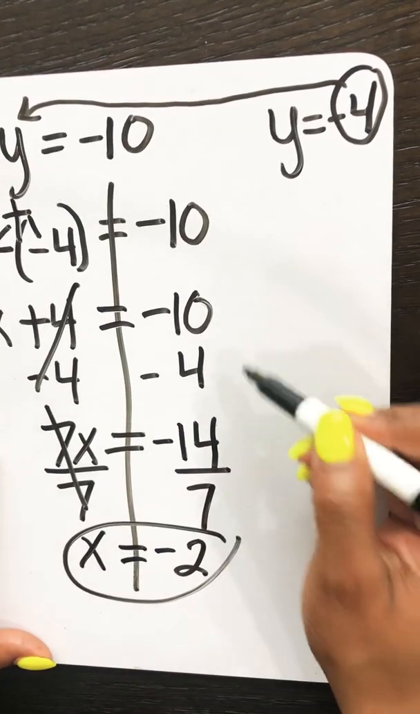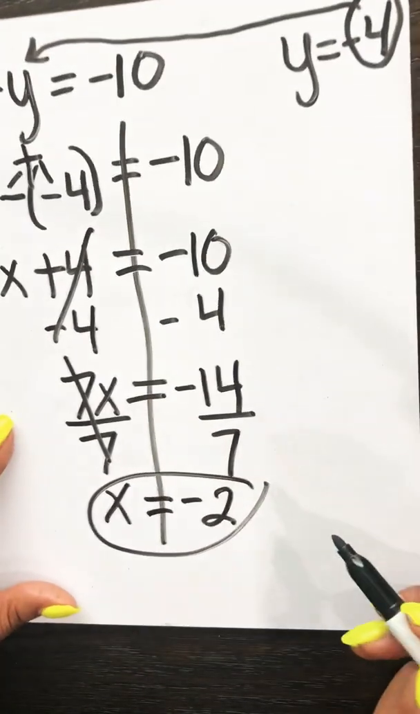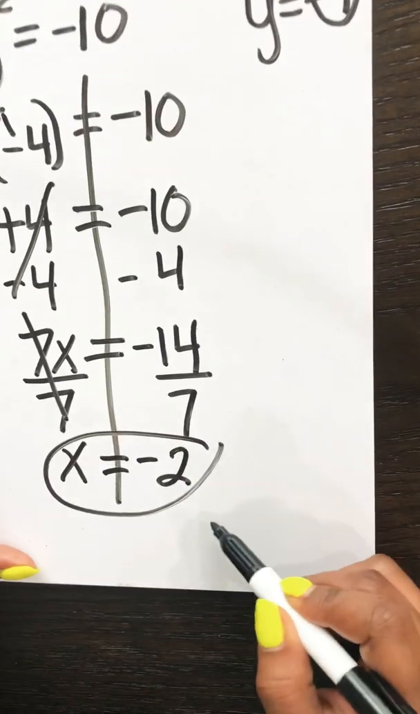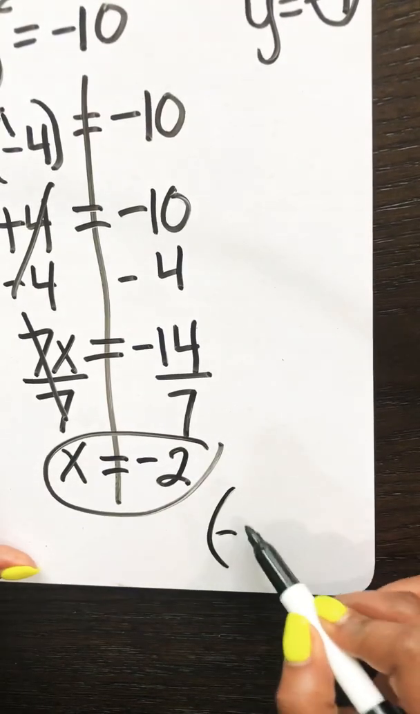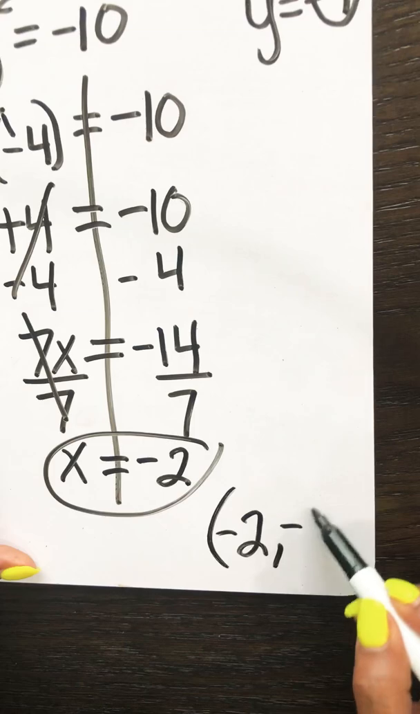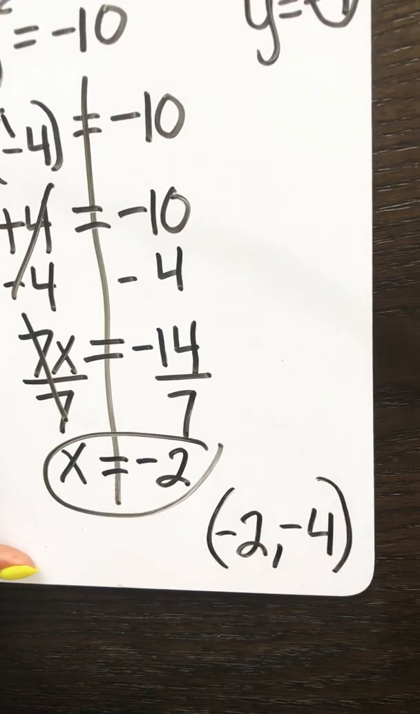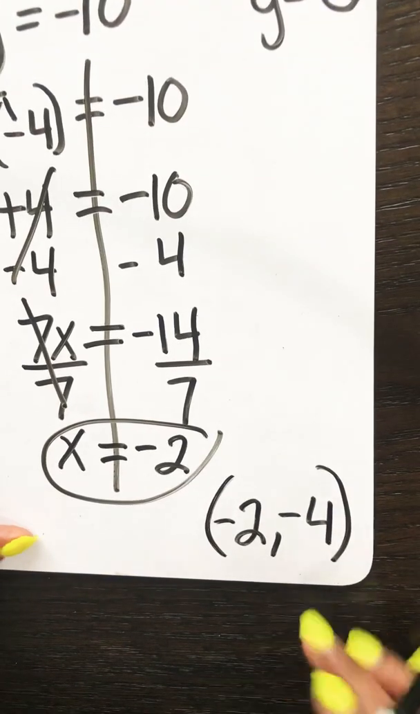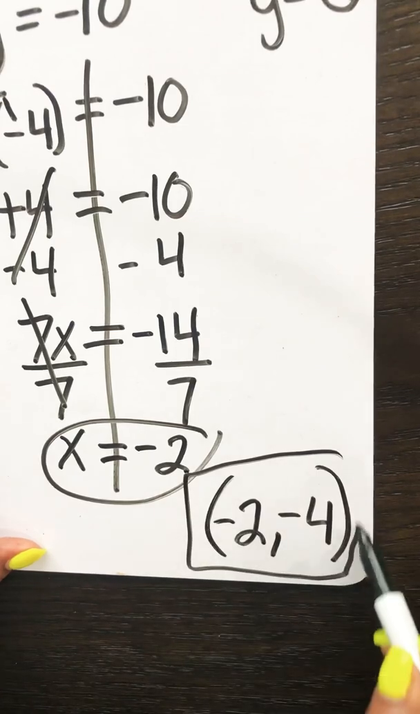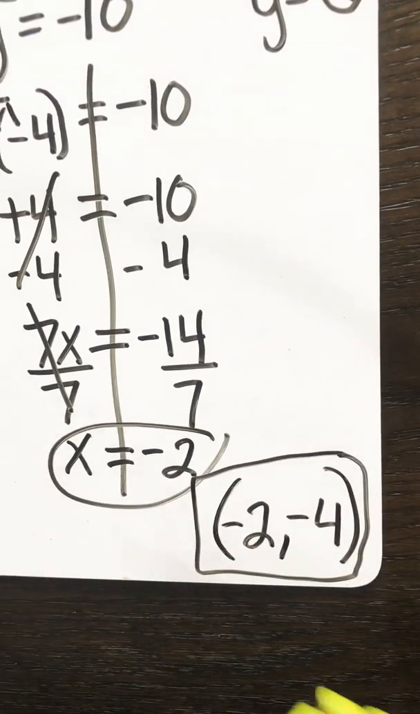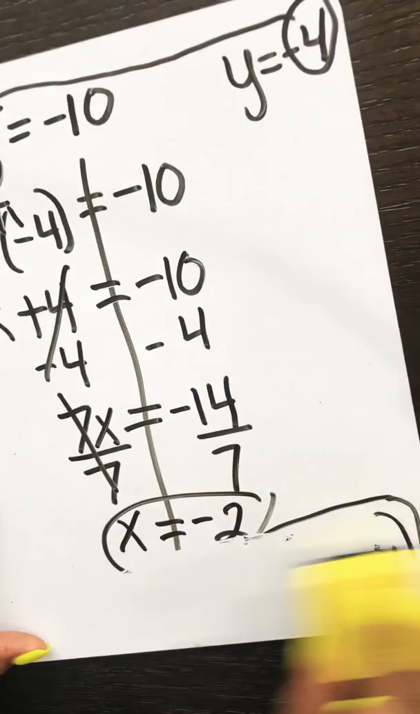Okay, and remember the final answer is going to be written as a solution, so I'm going to put it right here in the corner. We write our x first, and then we would write our y second, okay? So this is our solution, and this is our final answer. All right, I'm gonna do one more example.